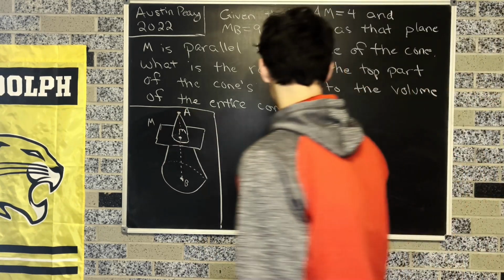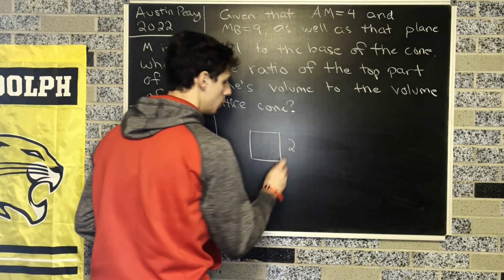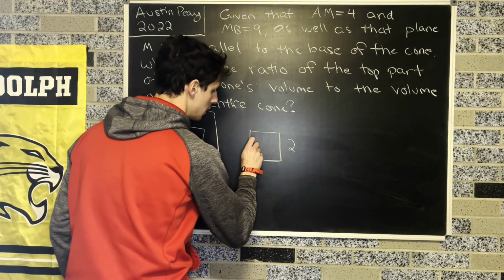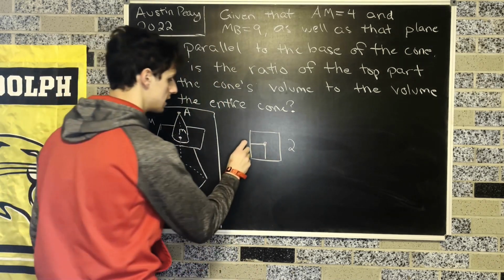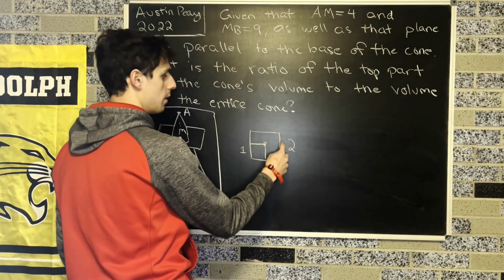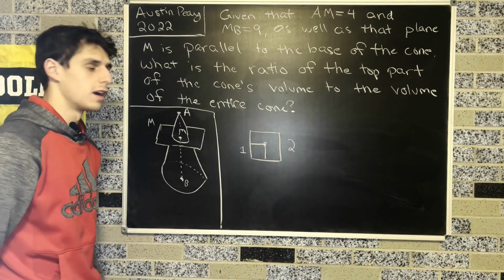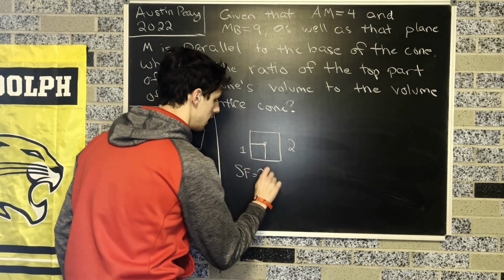And what I want to do is start us off with a square. I'm going to give this square a side length of 2, and then inside it I'm going to inscribe a square with a side length of 1. Now we know that the ratio from one side length of the big square to one side length of the small square is 2, and that's called our scale factor.